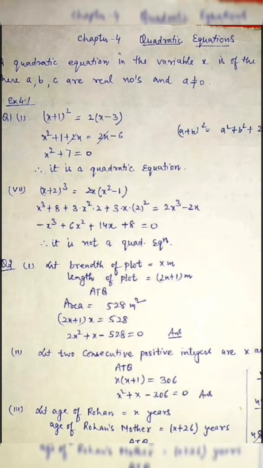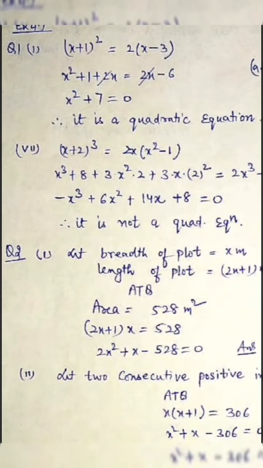Isn't it a quadratic equation? Yes, because the power of x here you can see is 2, right? So it is a quadratic equation. Next part is x plus 2 whole cube is equal to 2x into x square minus 1. After you can see here we get this equation, but here the highest power of x is 3. So it is not a quadratic equation because its highest power is 3. So it is a cubic equation.